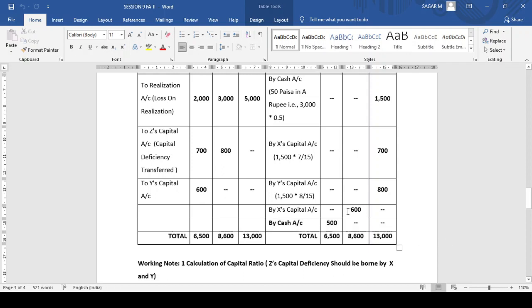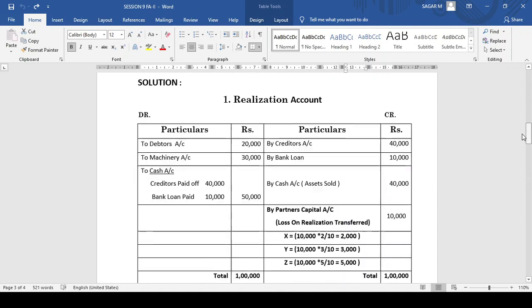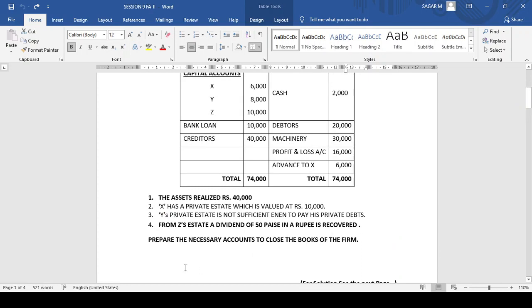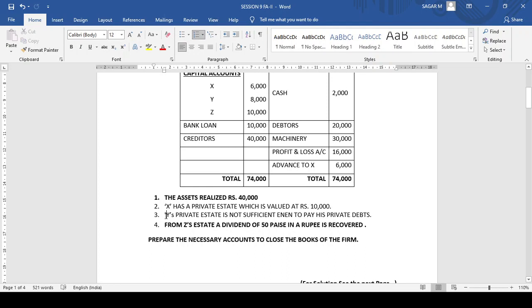Why not in case of Y as by cash when we got a deficiency? I'll show you. Please make a note of point number 3. Point number 3 says that Y's private estate is not sufficient even to pay his private debts. That is nothing but Y is not in a position to bring anything in return. So hence, in Y's capital account, we have shown it as capital deficiency and transferred it to X account. But why in case of X as by cash?